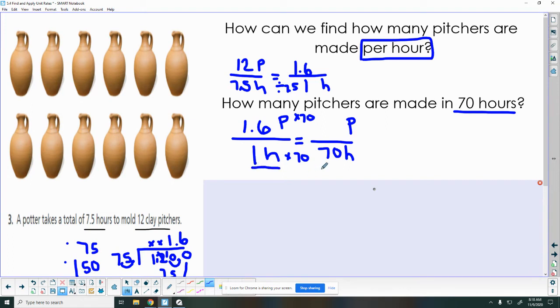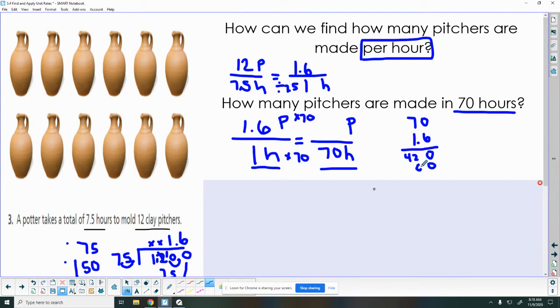So notice my hours are on the bottom and those match up. So now I need to do 70 times 1.6, or you could do 1.6 times 70, either way. So go ahead and pause and do that. So 0 times 6 is 0. There's 42.